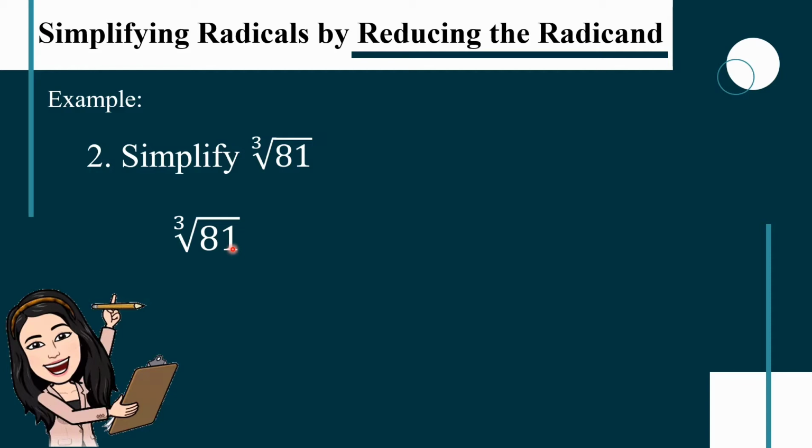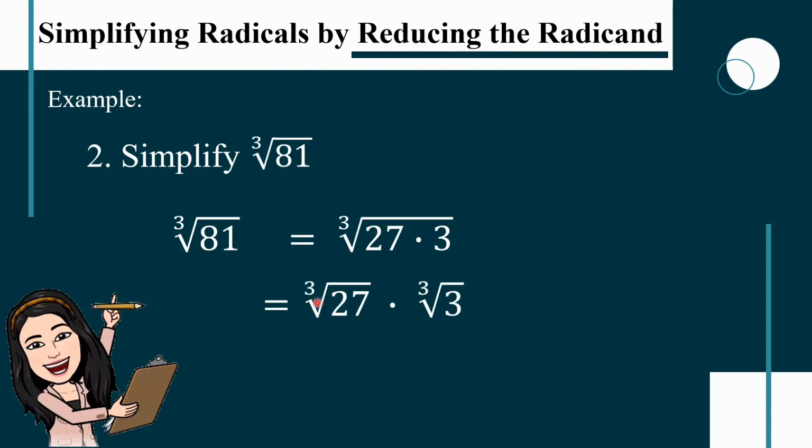Okay. Yes, of course. Meron yan. And that is 27 times 3. Very good. Alin siya ng perfect cube? Ayan. So, we have 27. Ang 27 is a perfect cube. So, paghiwalayin natin, we have a cube root of 27 times cube root of 3. Isang perfect cube at isang hindi perfect cube.